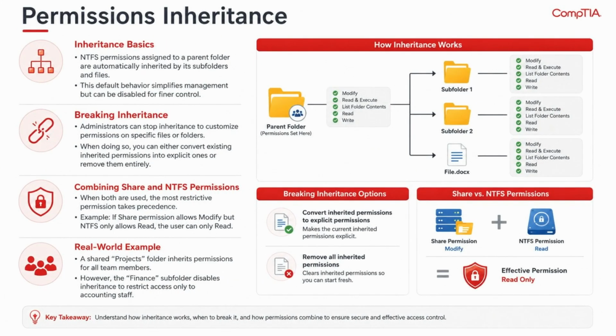NTFS permissions assigned to a parent folder are automatically inherited by its subfolders and files, simplifying management, though it can be disabled for finer control. Administrators can break inheritance to customize permissions on specific files, converting inherited permissions into explicit ones or removing them entirely. When share and NTFS permissions combine, the most restrictive one takes precedence. Real-world example: a shared projects folder inherits permissions for the whole team, but its finance subfolder disables inheritance to restrict access to accounting staff only.